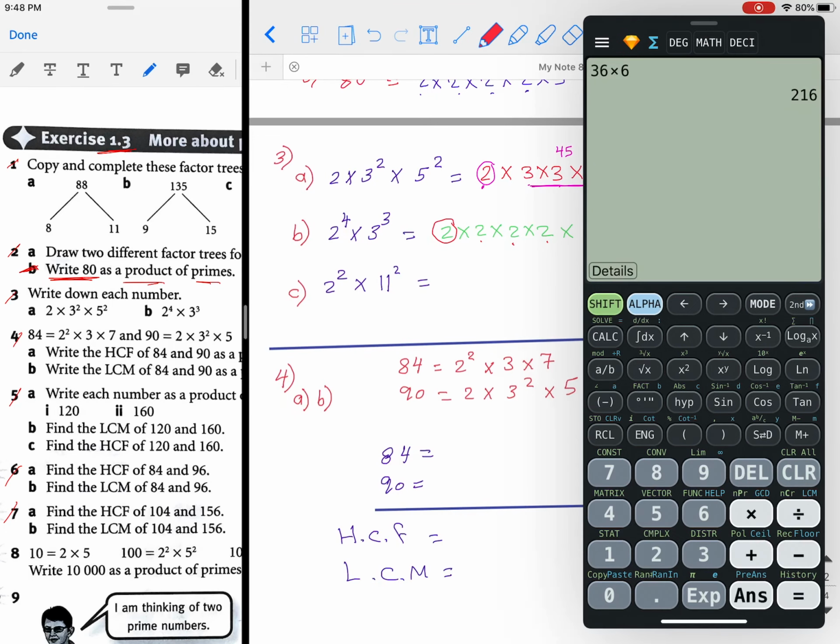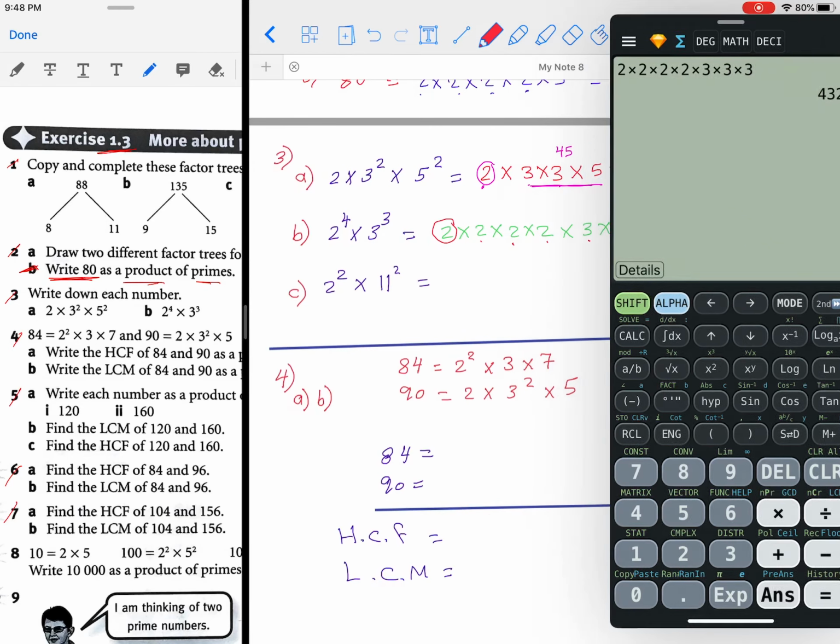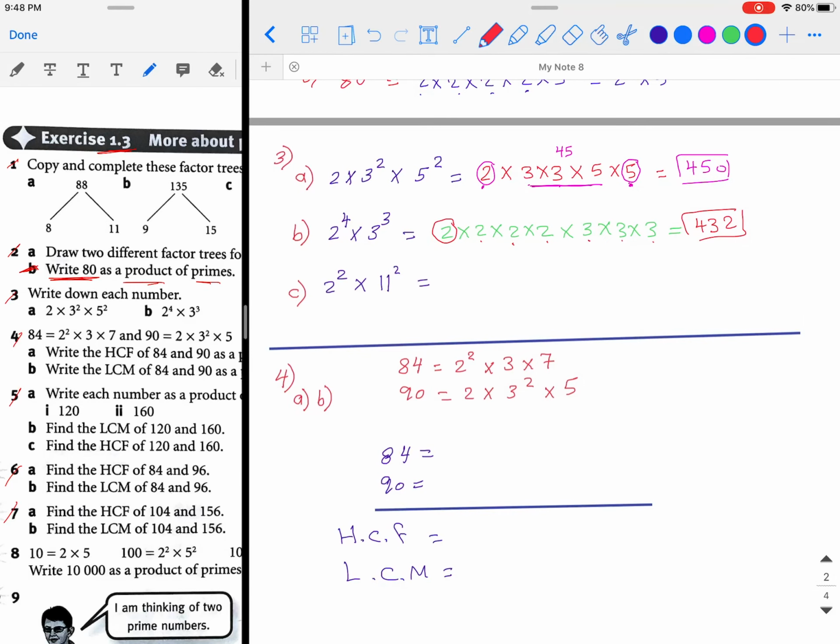432. Let's make sure with our calculator. So 2 by 2 by 2 by 2 and multiply by 3 by 3 by 3, 432.